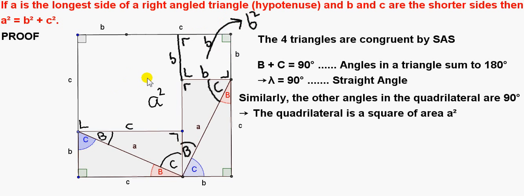Now similarly with this rectangle here, well, it is a rectangle because all the angles are 90 degrees. Also this side is equal to this side here. So all four sides are equal to C. So the area of this square is C times C is C squared.